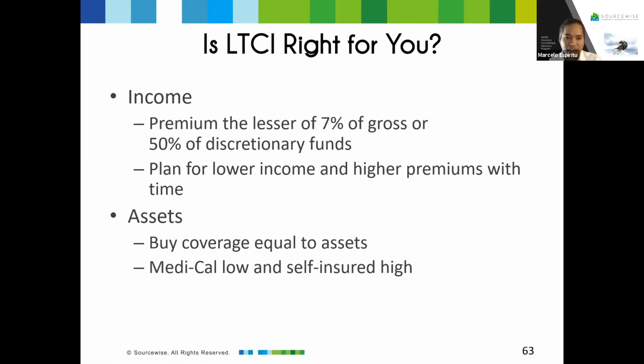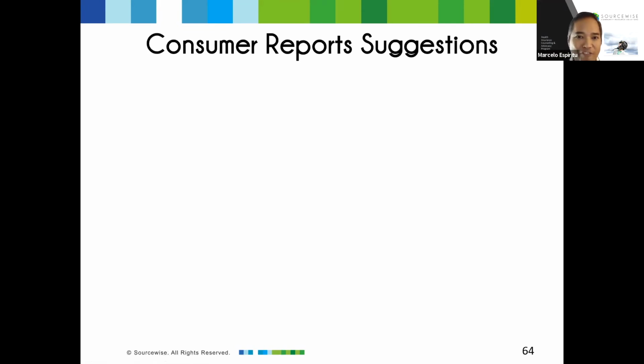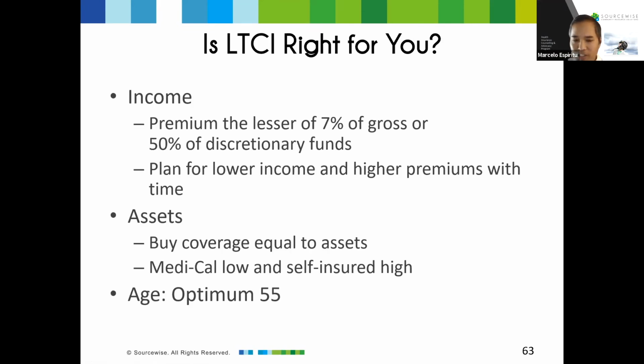Assets. So buy coverage equal to your assets. If you have lower, Medi-Cal is probably in the picture with lower assets. Self-insured with higher assets. The optimum age is 55. Higher than that, premiums increase. Sometimes plans will sell you depending on your health situation at higher ages as well.